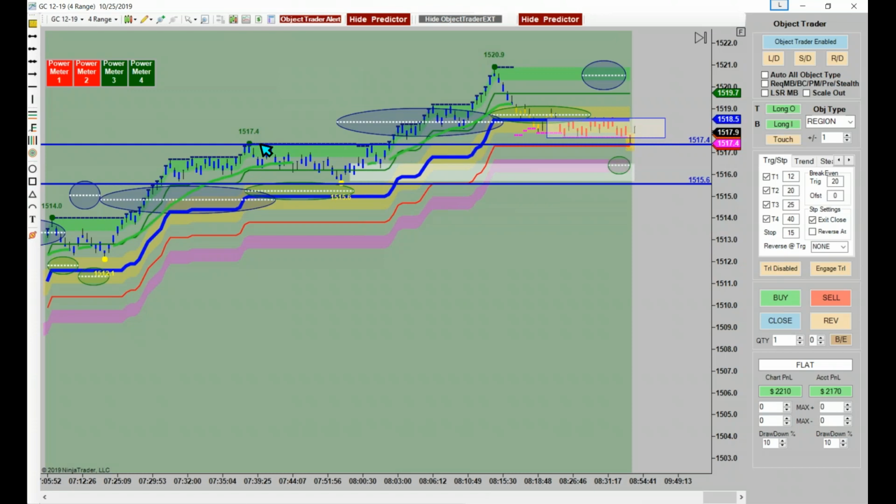See, they just bounced off support. See where I drew my line? Now they're breaking support. Could you be short on that trade? And the answer is yes. If it breaks this, you definitely want to be looking for shorts. Okay, let's see what it does.